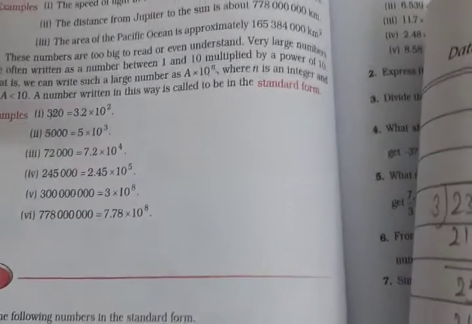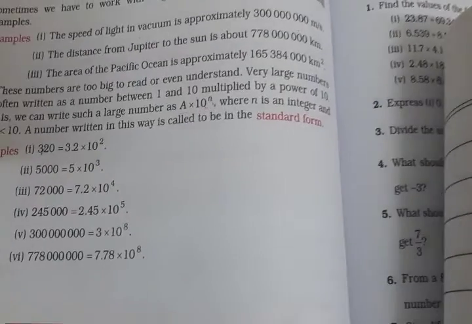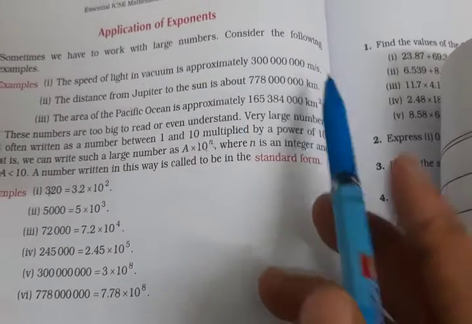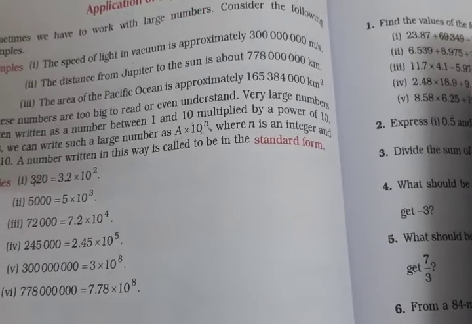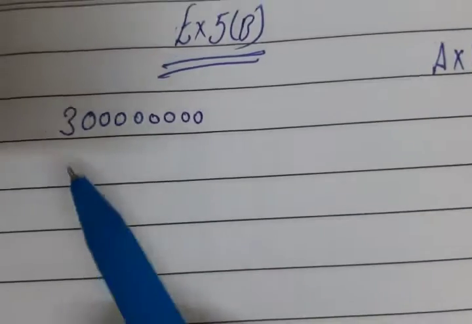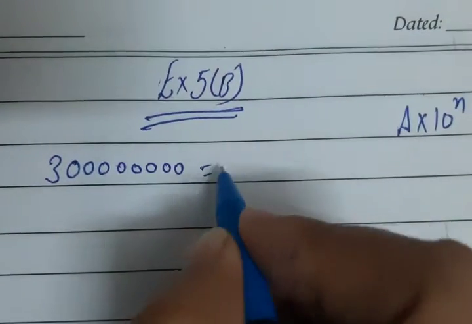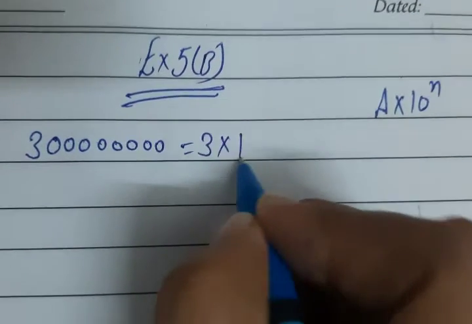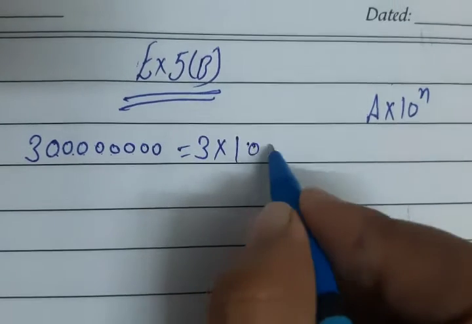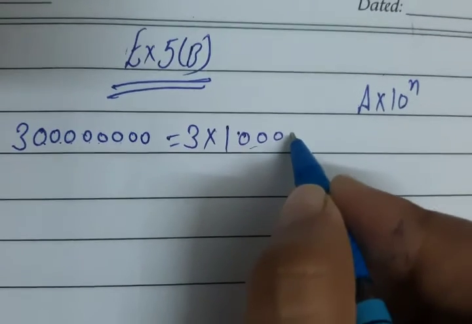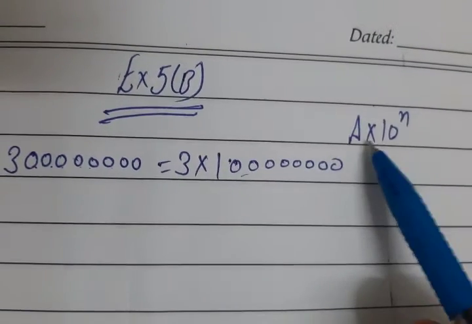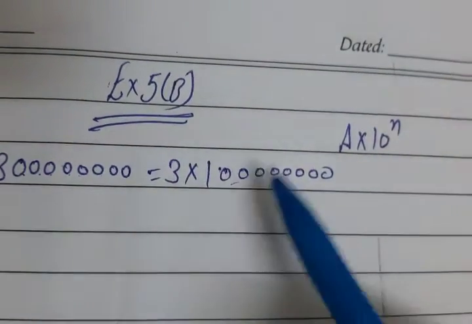Understand? Now from the first example, how many zeros will come after 3? 1 2 3 4 5 6 7 8 zeros. How will we write these numbers? We will write this number like that: 1 into how many zeros will come? 1 2 3 4 5 6 7 8. In standard form, everything is a multiple of 10.